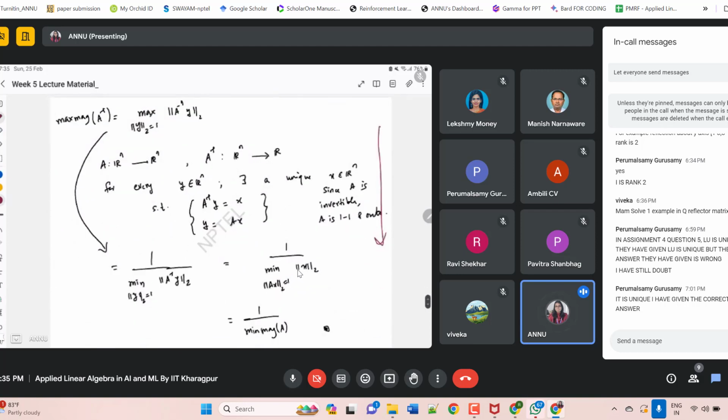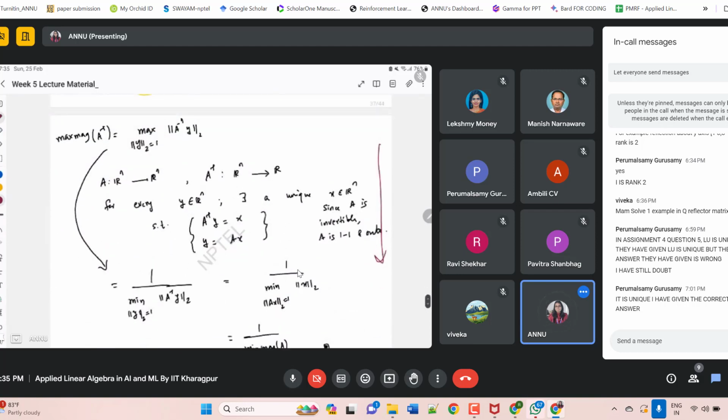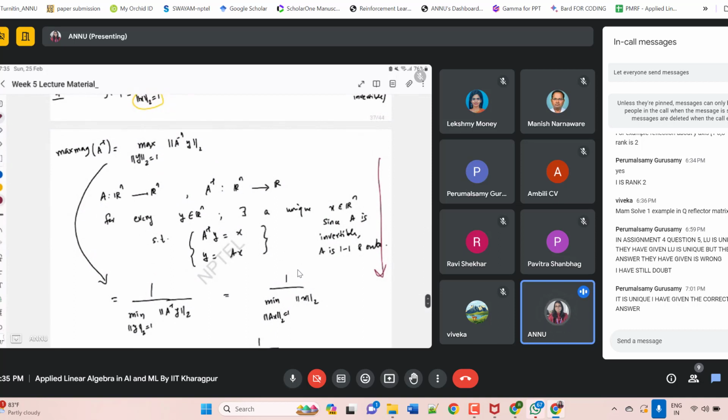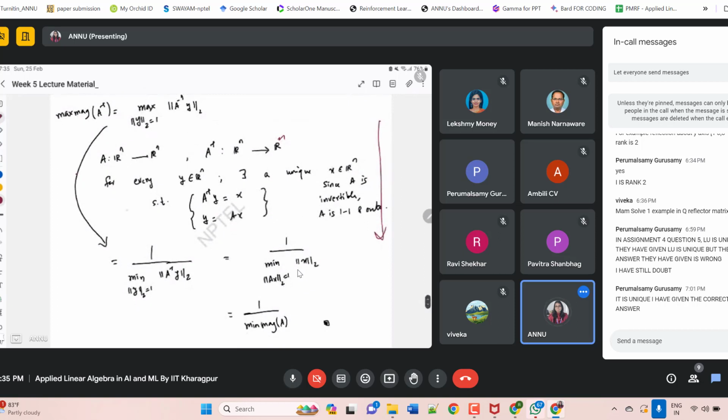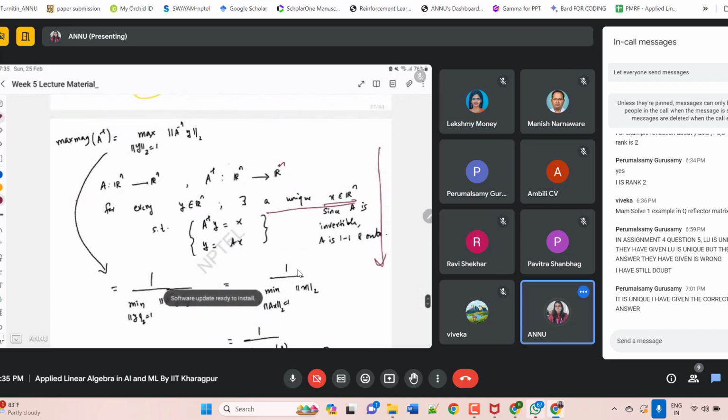How is this? I think if you don't know, I'll tell you again. If A is a matrix from R power n to R power n, and A inverse is a matrix from R power n to R power n, then for every y belonging to R power n, there exists a unit x such that A inverse of x is equal to x. This is actually the proof of this thing.